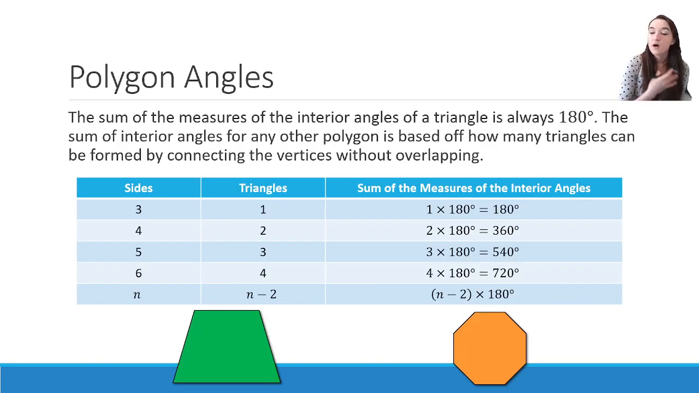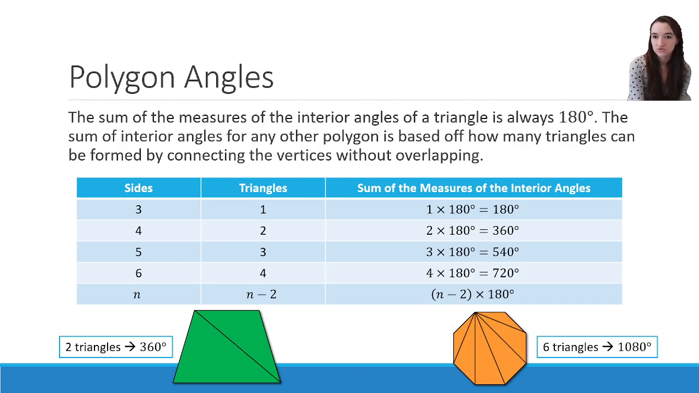Now, the polygon angles have a particular relationship to each other. So the sum of the measures of the interior angles of a triangle is always 180 degrees. That's a fact you're going to need to know. Then the sum of interior angles for any other polygon is based off of how many triangles can be formed by connecting the vertices without overlapping. In other words, here I have this quadrilateral, which we will name what type of quadrilateral this is a little bit later, but we have a quadrilateral.